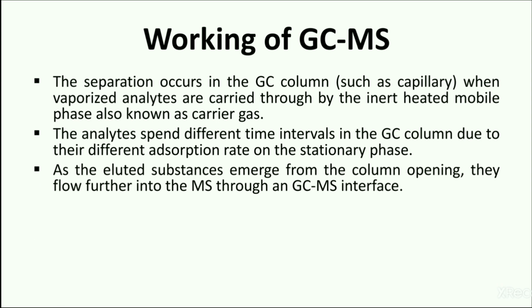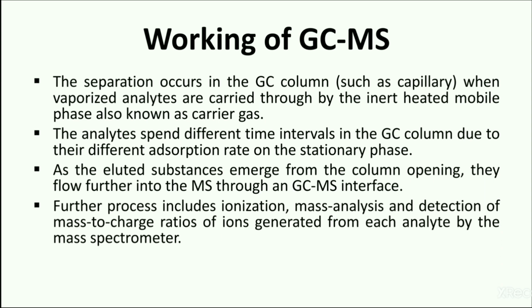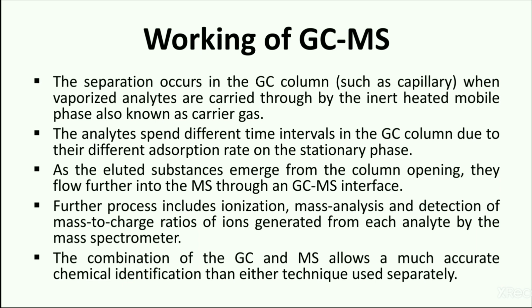Then the eluted substances emerge from the column opening and flow into the mass spectrometer through the GCMS interface. In the mass spectrometer, separated sample molecules undergo the ionization process and are further detected according to their mass to charge ratio. The combination of gas chromatography and mass spectrometry in GCMS allows a much more accurate chemical identification than the individual techniques when used separately.